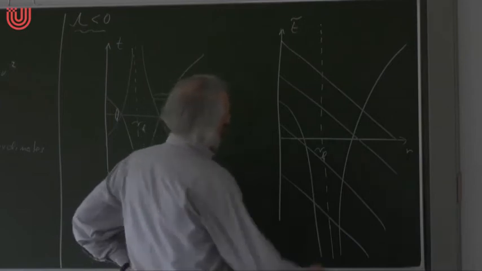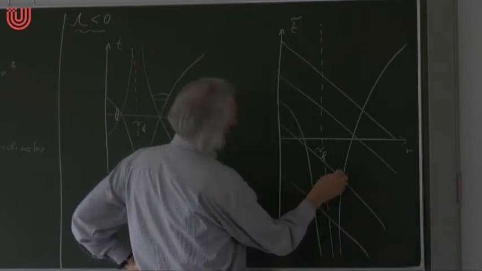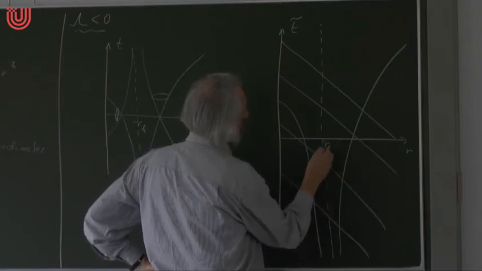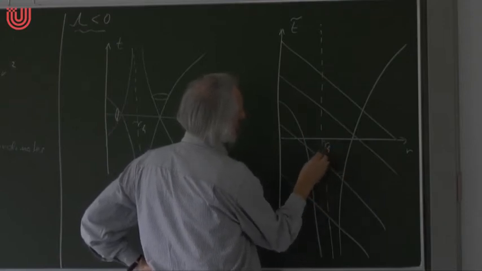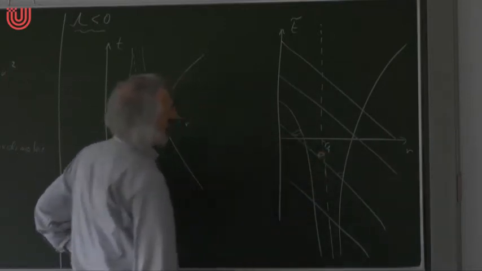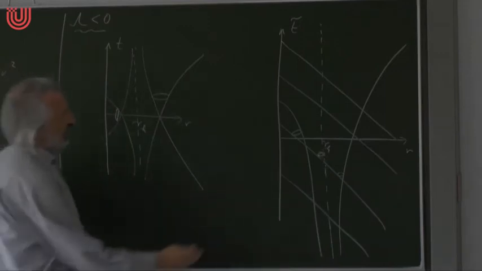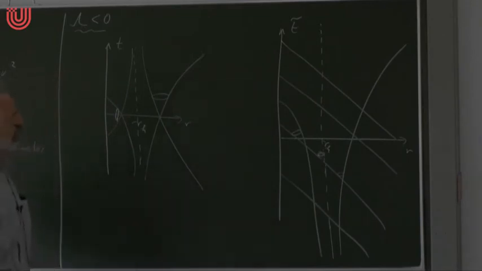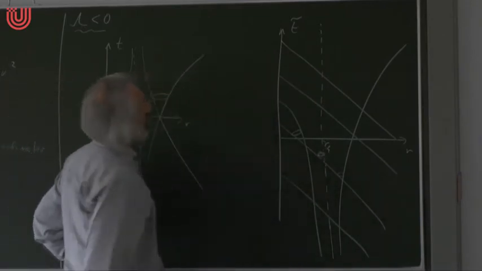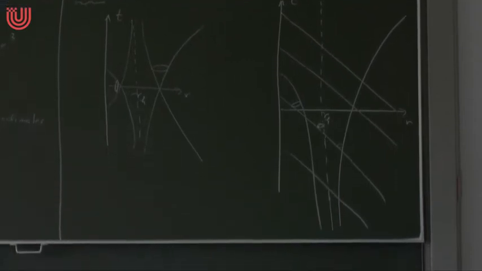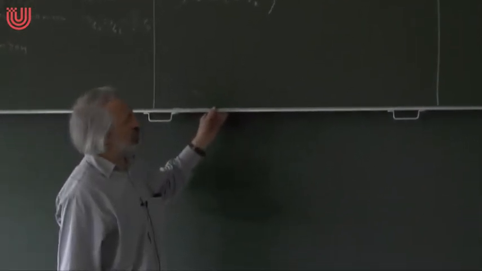Okay, so let me draw a few light cones. We have here a light cone at the horizon. The light cone is tangent to the horizon, and here it's like this. If you are outside of the horizon, you are free to move inward or outward, but if you are inside the horizon, you have to go towards the center. So for lambda smaller than 0, the situation is pretty much the same as for Schwarzschild. Everything is a little bit deformed, but qualitatively there's not much difference.